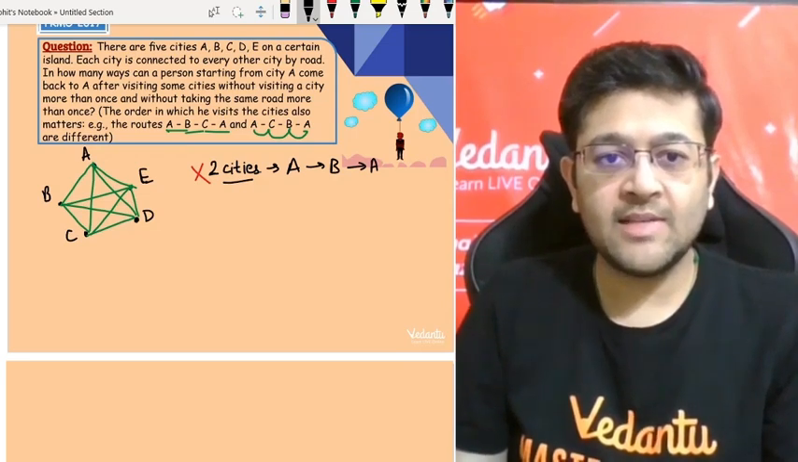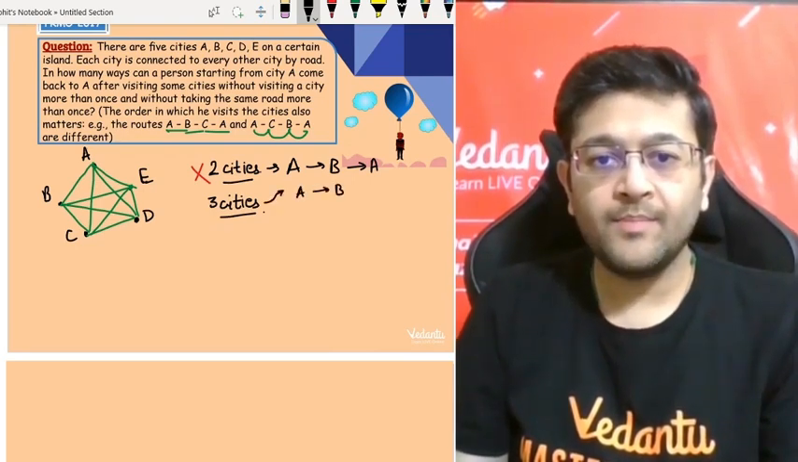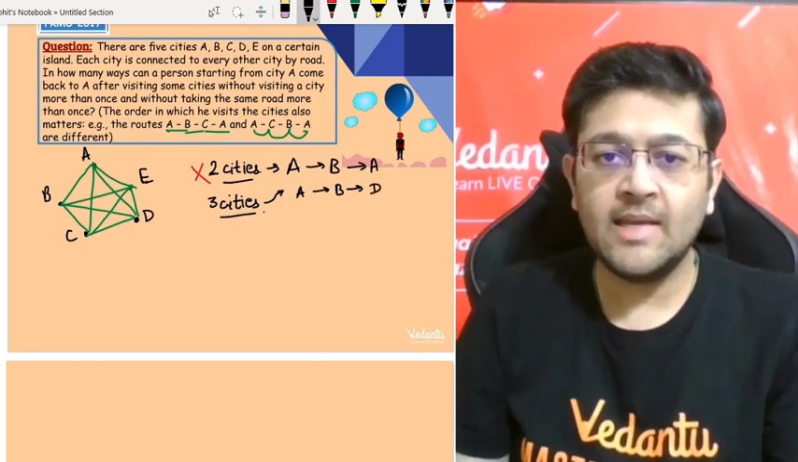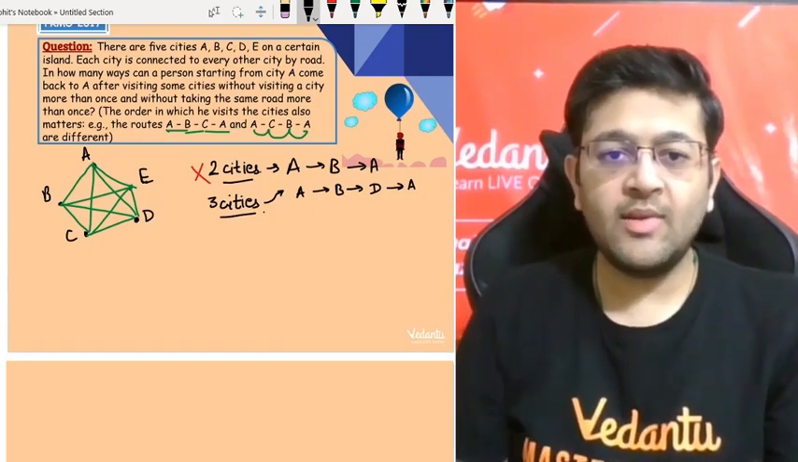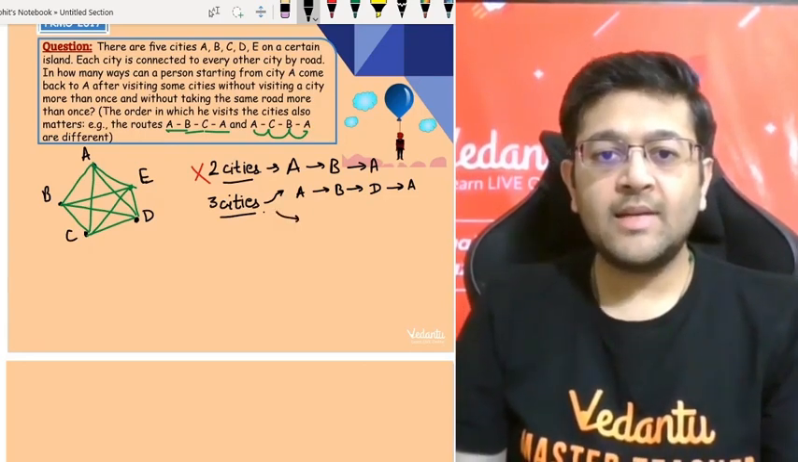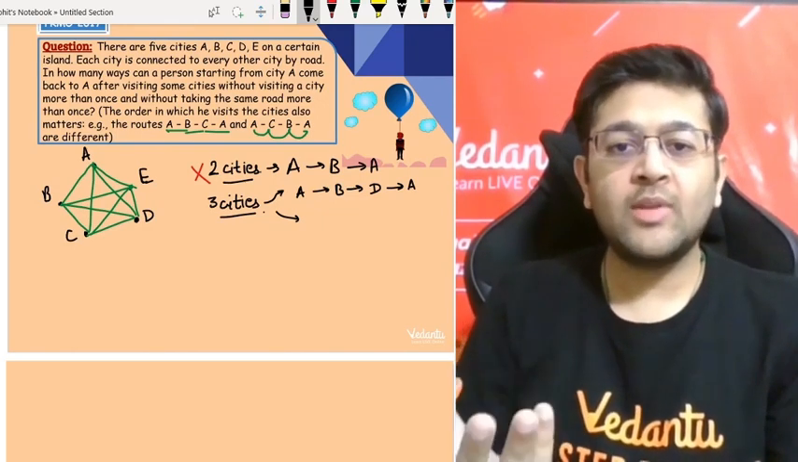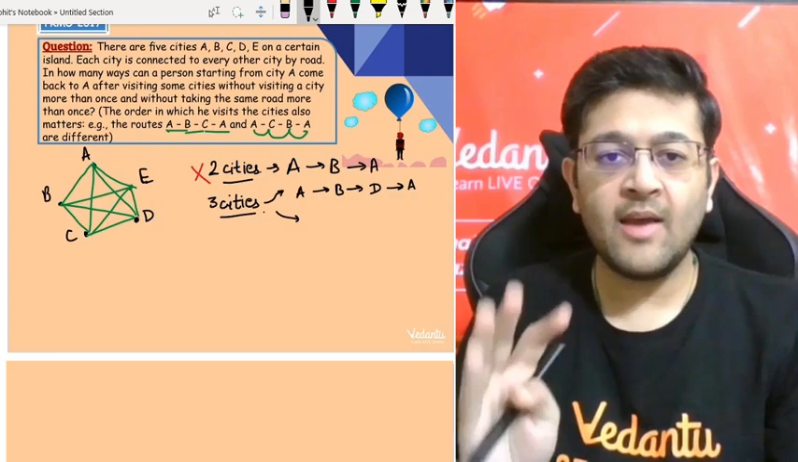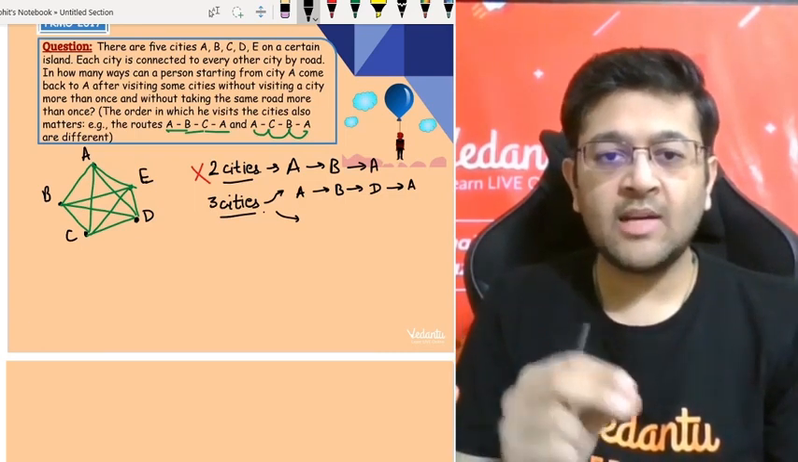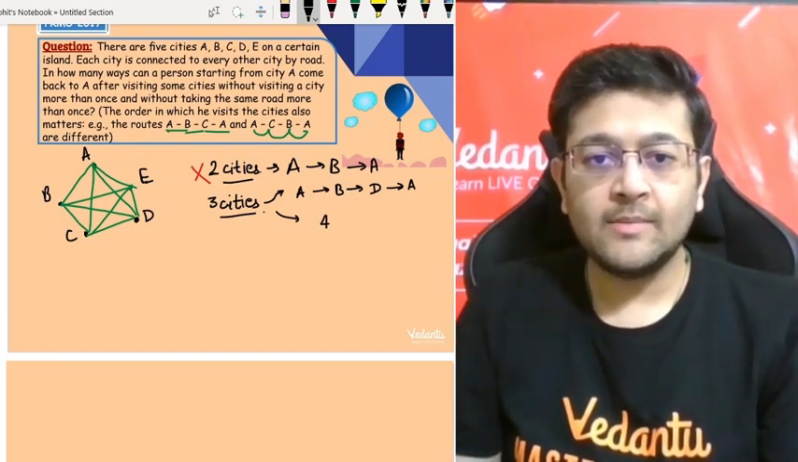So now let's think about 3 cities. 3 cities का मतलब, I will show you one example. Let's say it goes from A to B, then B to D, then D to A, right? This is one unique route. So there will be some ways to solve this. Let's see, when we are starting from A, how many options do we have? कितने options हैं हमारे पास कि किस city पे जाना है, because A पे तो हम already हैं. So I think we have 4 options, right? When we are starting from A, B, C, D or E. So I have 4 options first of all, right?